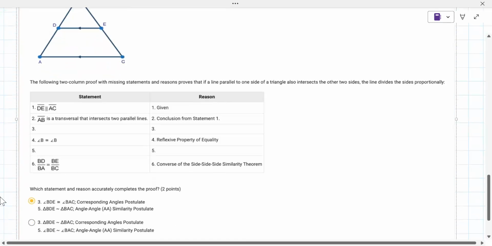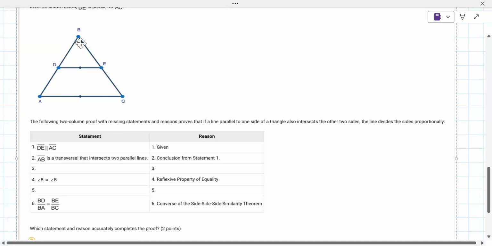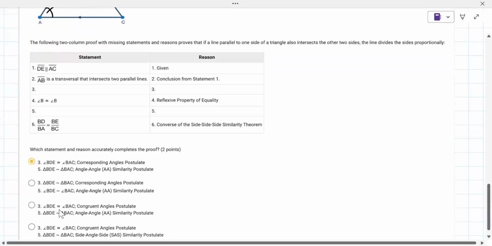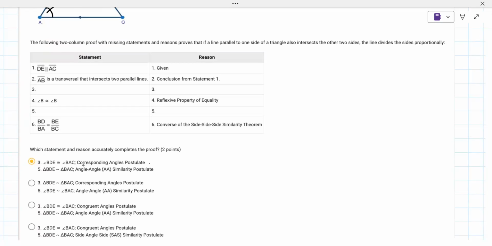Okay, so we know that this angle here is congruent to this angle here. That's, I think, reflected here in angle BDE congruent to BAC. There it is. And then similarly, that's down here. Now they're corresponding angles. So that's the only one that says that. Let's go a bit further.